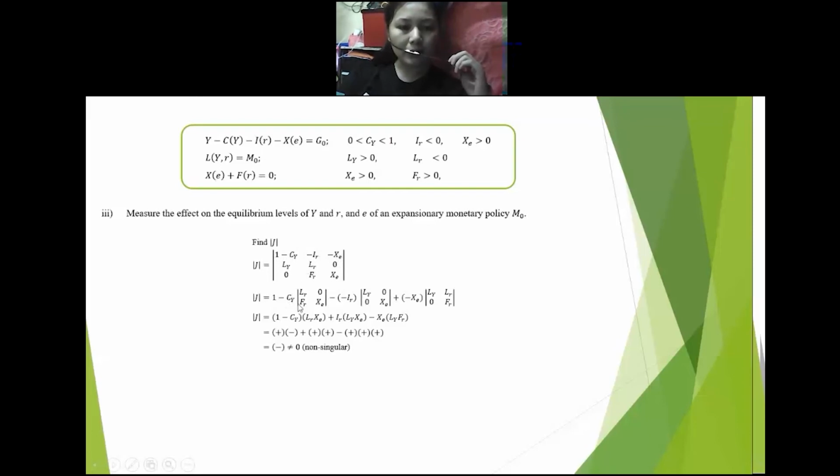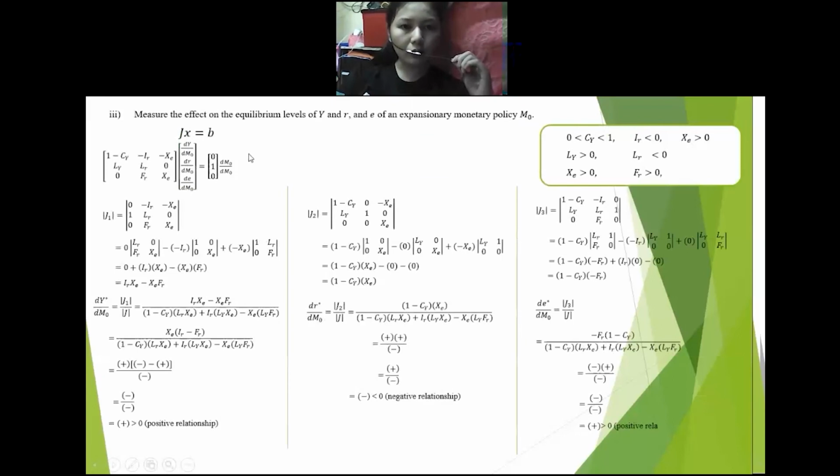And then we times them, 1 minus cy times the determinant for 2 by 2 matrices, which is AD minus BC, then we will get Lr XE. Same with these two. Then we will get plus Ir times Ly XE minus XE times Ly Fr. Then we will get negative, which is not equal to 0, which means non-singular.